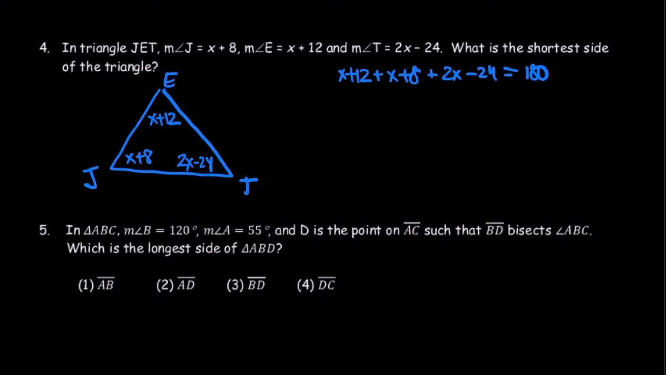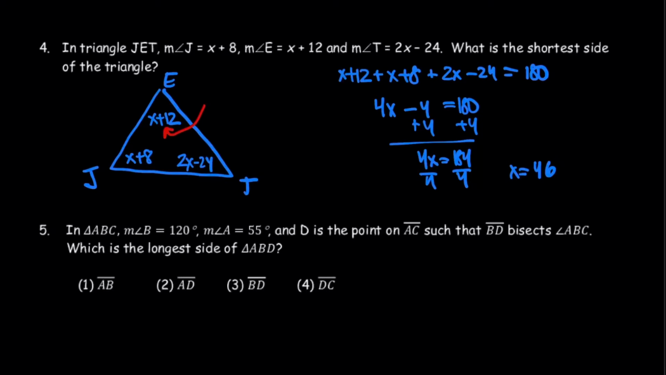All right, so I'm going to combine my like terms. I've got 4 x's, and I've got 12 and 8 is 20 minus 24, so that's going to be minus 4 equals 180. Add 4 to both sides. 4x equals 184. Divide by 4, and x is 46. So now I need to plug those in to get the angles. And it's a little bit cluttered here, so I'm going to do it on the outside. That one right there is going to be 46 plus 12, so that's 58.